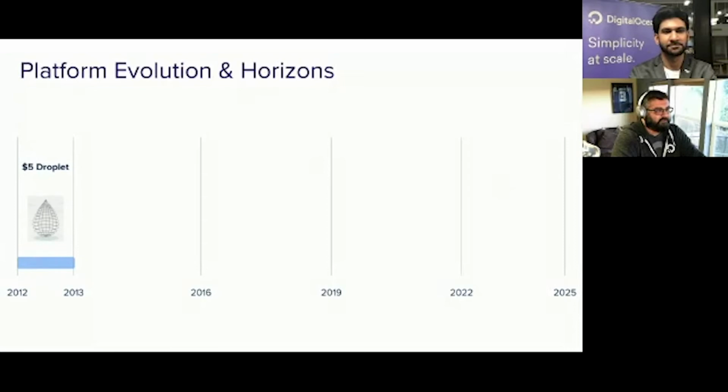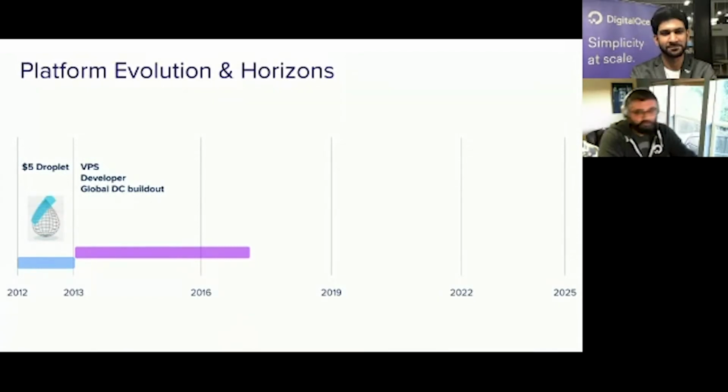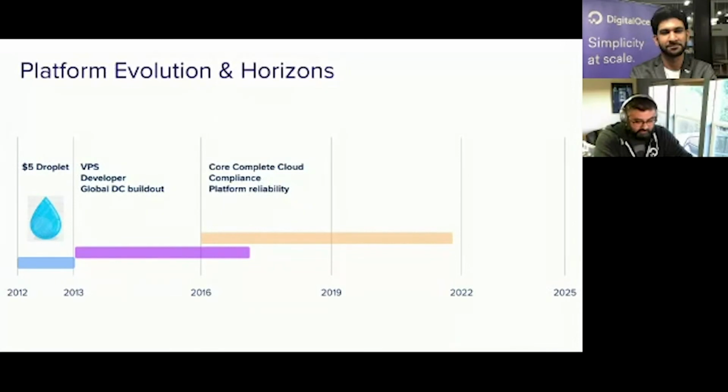All right. Yeah. So, as you said, we started with the $5 droplet from 2012 to 2013. At that time, we hit the scale. The focus was essentially building out a developer global data center, because the brand was really solid. You heard from Yancy as well. The community piece was super critical.